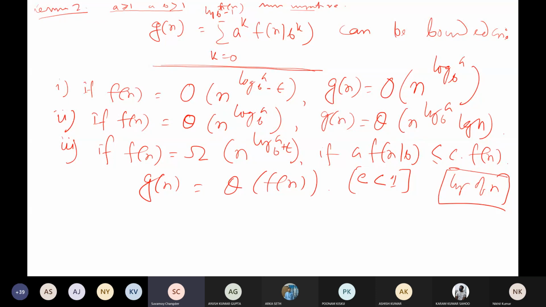So for lemma 2, the statement is that g(n) can be bounded under these three conditions. If these three conditions are fulfilled, then we can find the bounds for g(n). So let us prove all these cases. Let us start with the first one. Okay.